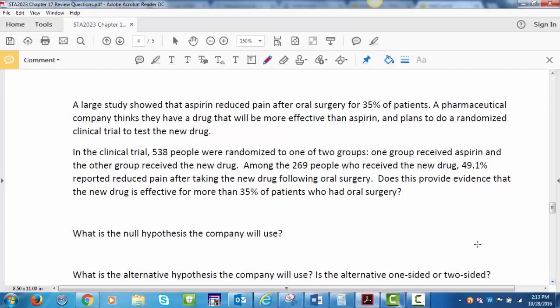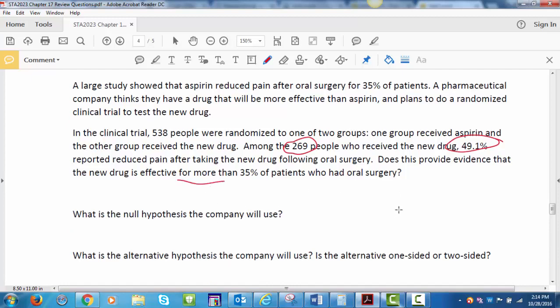Among the 239 people who received the new drug, 49.1% reported reduced pain after taking the new drug following oral surgery. Does this provide evidence that the new drug is effective for more than 35% of the people who had oral surgery? So what's the null hypothesis that the company should use?